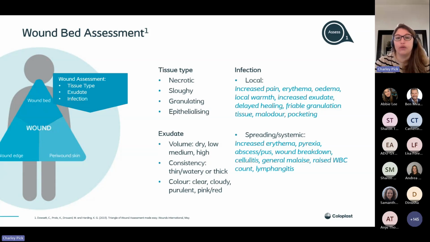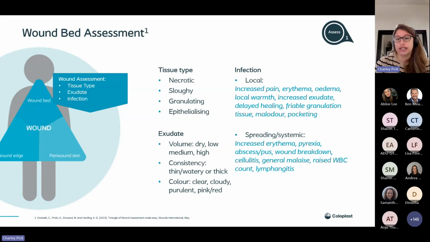Now, your exudate, you really need to think about how you document this. So the volume could be dry, it could be low, medium or high. Try and describe what it is that you're seeing rather than just writing plus, plus, plus. It's very subjective, I know, with exudate, but it's really important that people understand what it is that you've seen.